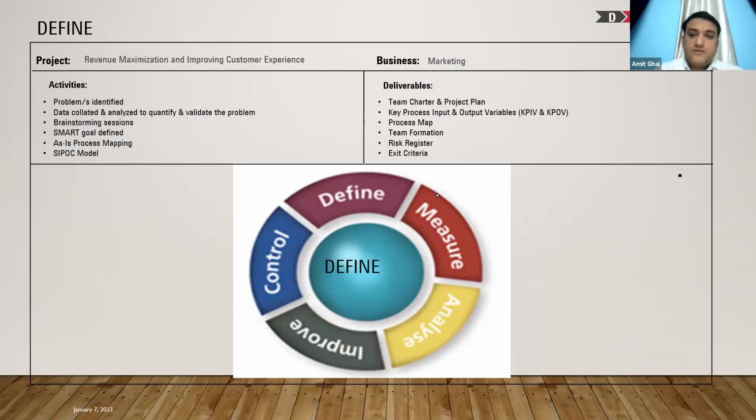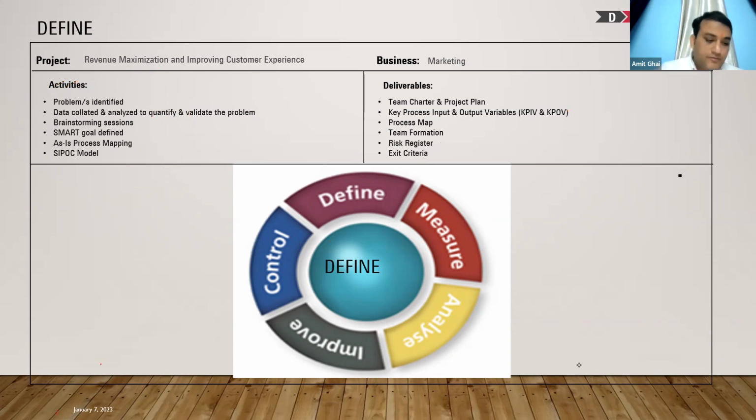The activities that we do in the define phase: problem identified, data collected and analyzed to quantify the problem, brainstorming, SMART goal defined, as-is process mapping. So what are the deliverables? You must be having a team charter. You must be knowing the KPIV and KPOV, that is key process input and output variables, a process map, team formation, risk register and exit criteria.